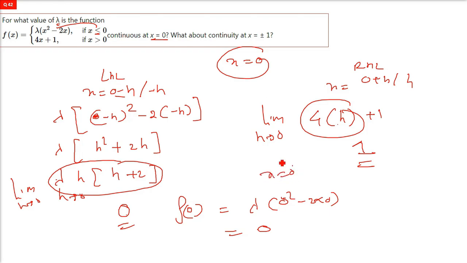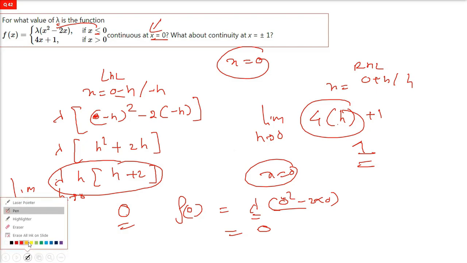But we cannot say anything right now. So we cannot get the value of lambda in case of x equal to 0. I hope you got the idea. You cannot get the value of lambda here at x equal to 0. Continuity, discontinuity, you can see that it is discontinuous. 0, 0, 1 it is coming. It has to match.